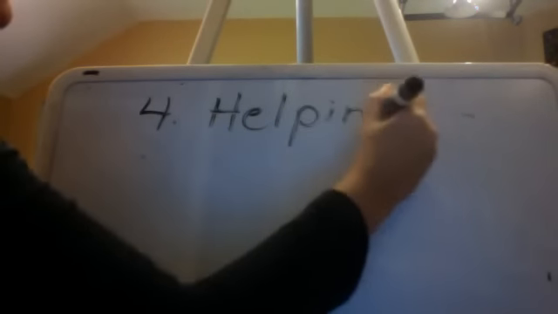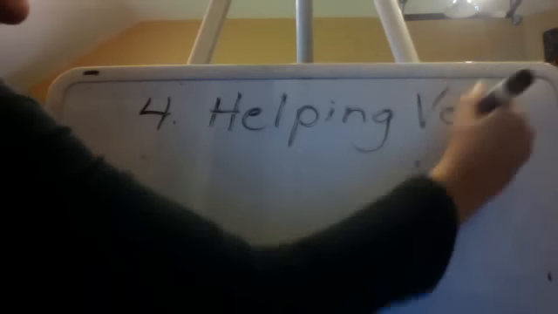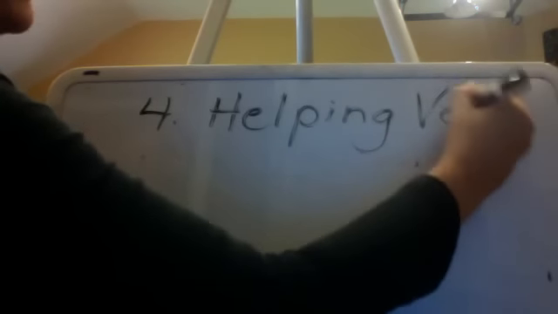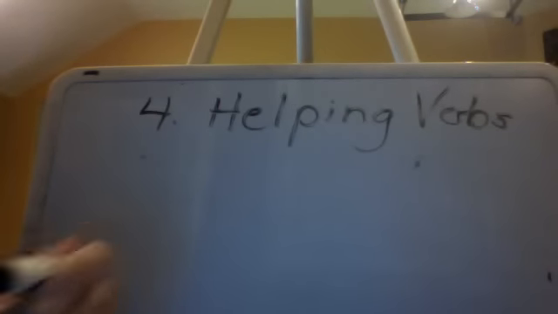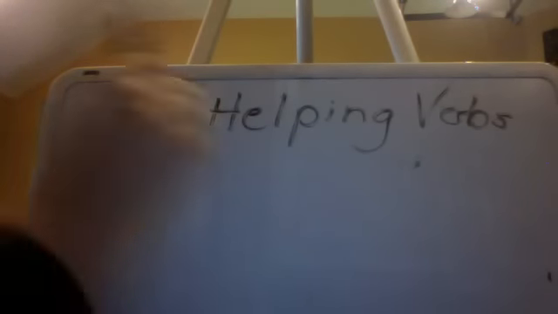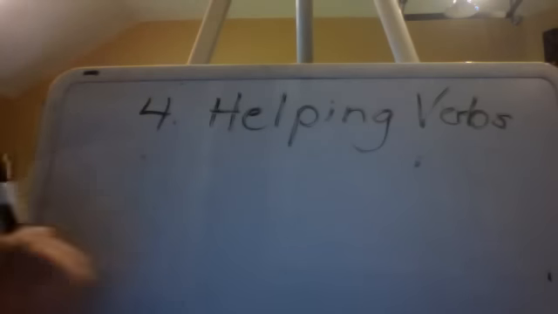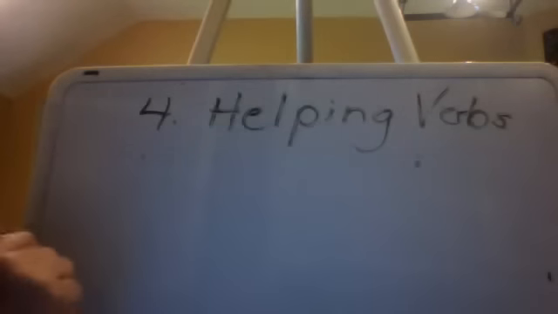The fourth type of verb should be pretty familiar to everyone. It's our helping verb. And probably all of us have memorized lists of helping verbs in the past. We have to be careful because some of the helping verbs are actually the same words as the linking verbs. So you need to look closely at how the words are used in a sentence.